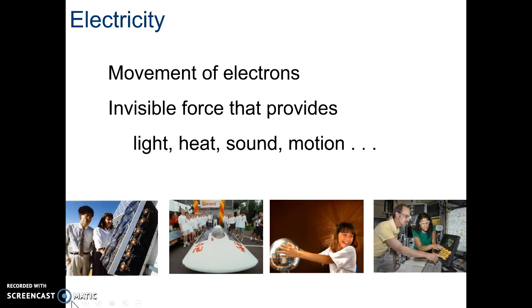Electricity is simply broken down to the movement of electrons. It's an invisible force. We can't see it with our eye, but it provides heat, light, sound, and motion. Because there is the motion of the electrons, there is work involved in this.